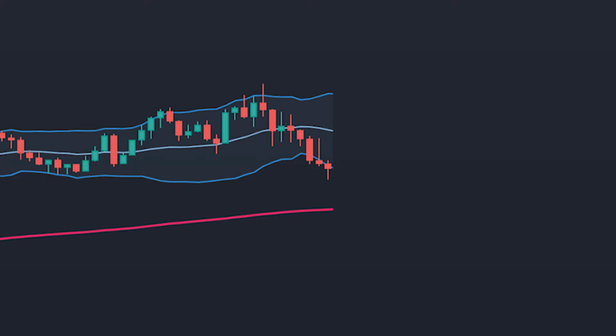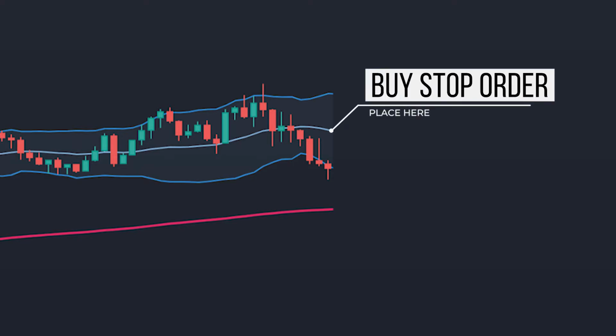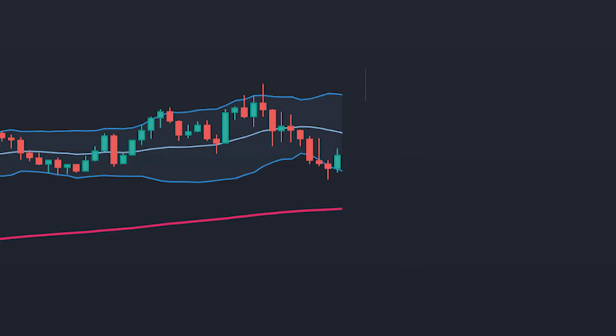However, if price drops straight to our lower band, place a buy stop order on the middle line of the Bollinger Band, which is of course the 20 SMA. Our entry signal is price crossing back above the 20 SMA, so this means as soon as price crosses above the 20 SMA, we want to open a buy position. Let's now look at our exit strategy.